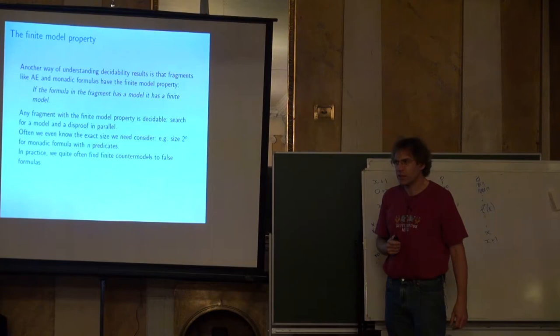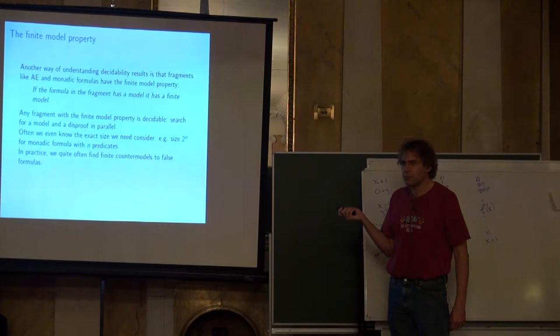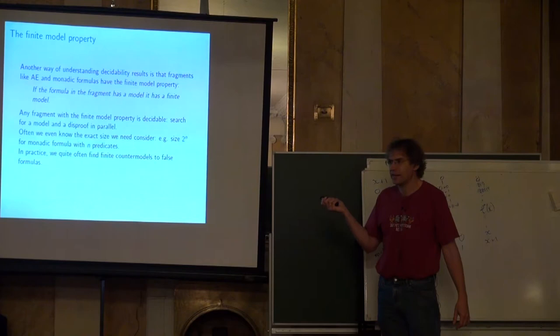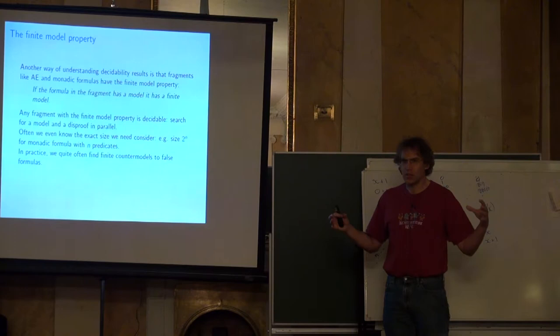So sometimes we actually have slightly stronger results. For example, in the case of monadic logic, if you have a monadic formula involving n predicates, you can actually prove if it has a model, then it has a model of size 2 to the n. That's not very difficult. The kind of intuition is that because you only have n predicates, they can only distinguish 2 to the n different elements anyway, so nothing is lost by kind of coalescing together the groups that are treated the same.